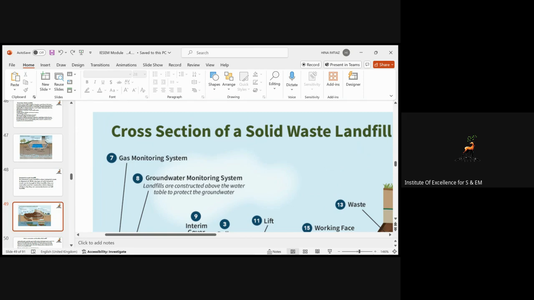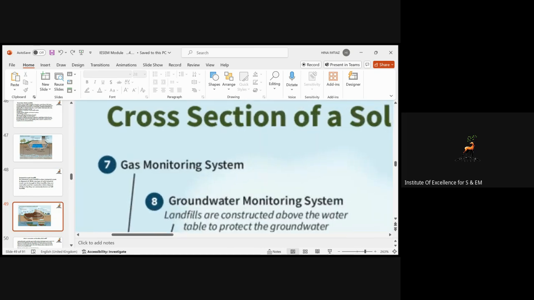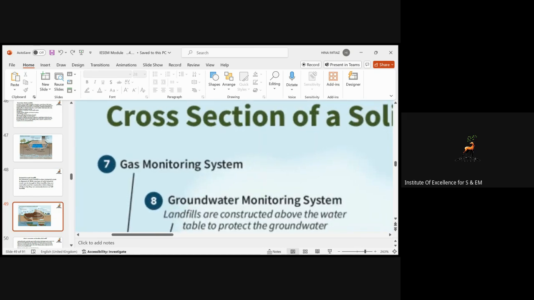So in the gas monitoring system, gas samples from wells around the landfills are monitored for methane to detect and prevent the methane from moving below the ground. So this is basically a monitoring system, which is going to monitor the methane, and it prevents the movement of the methane across the soil.